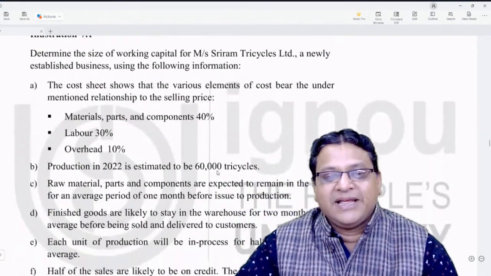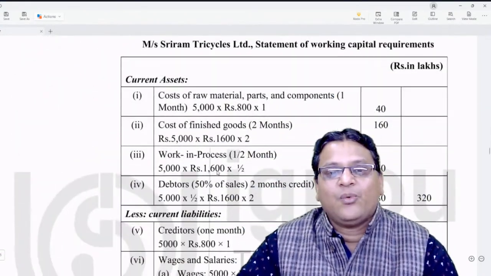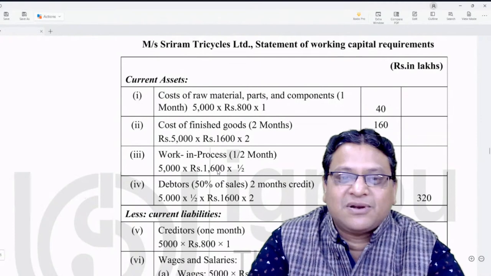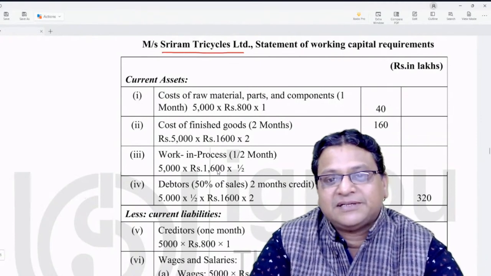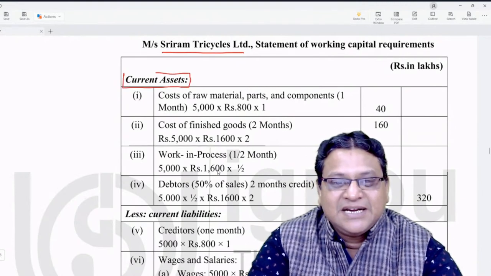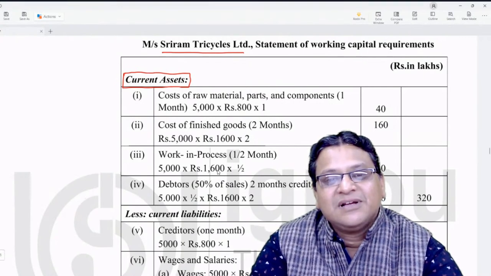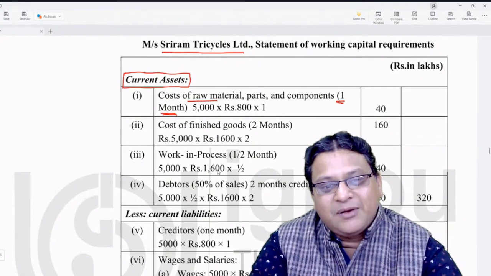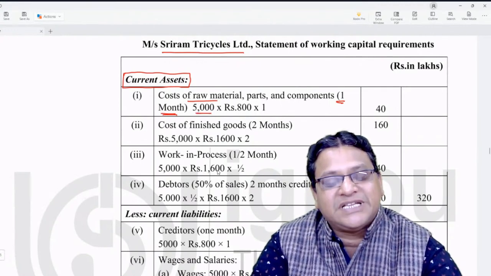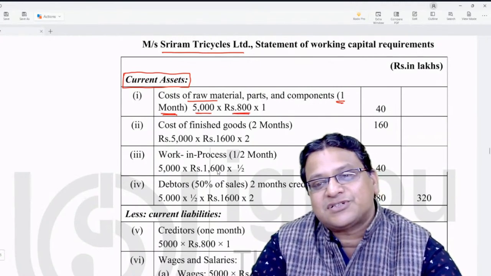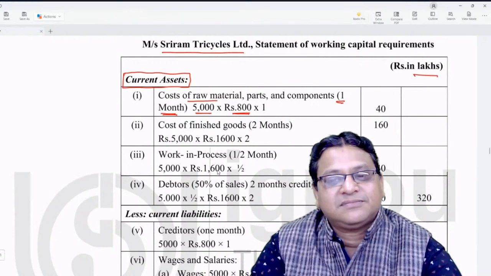So we'll look at a problem and see how working capital is estimated. This is the working capital estimation of Sriram Tricycles Limited. First it estimates the different current assets. The first one is raw material. Suppose it wants to maintain 1 month of raw material, and the 1 month requirement of raw material is 5,000 kg, and each kg costs 800. So 5,000 into 800 comes to 40 lakh rupees.